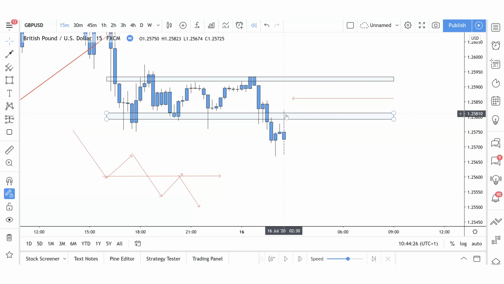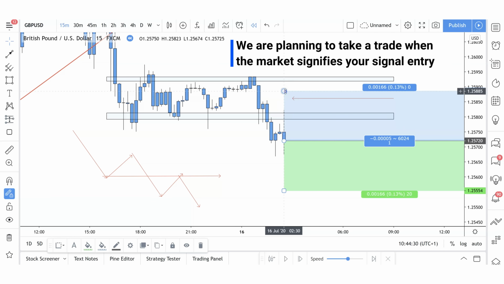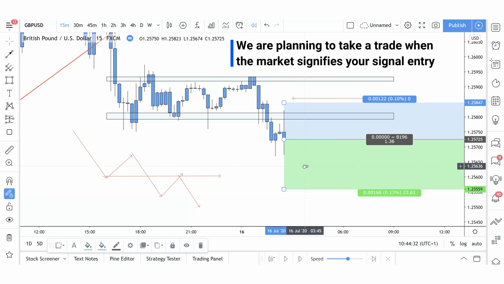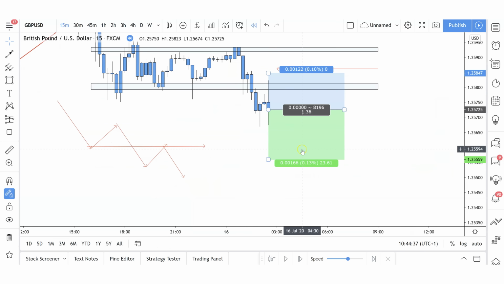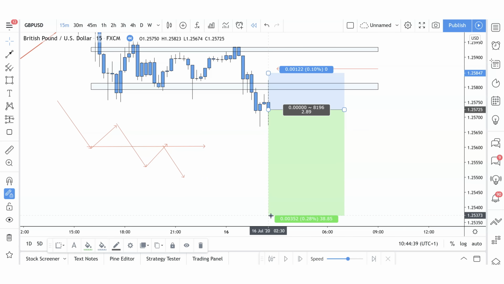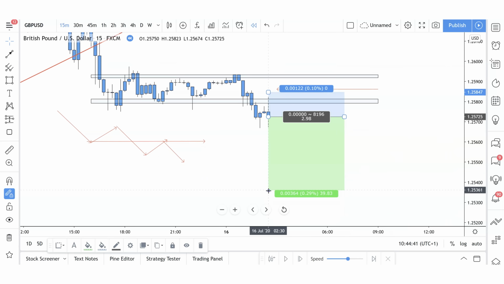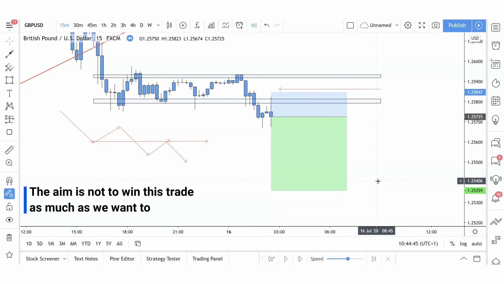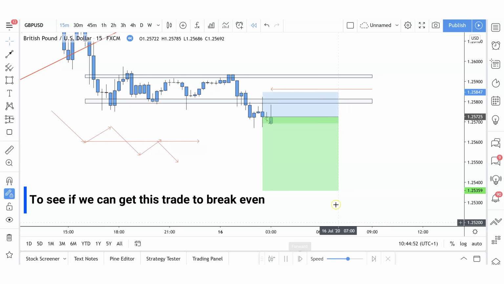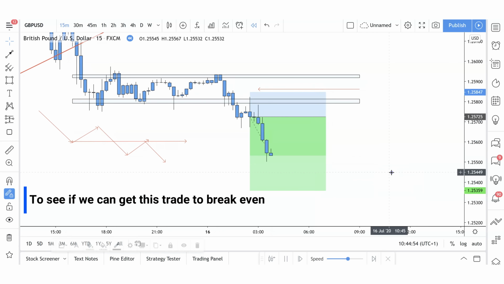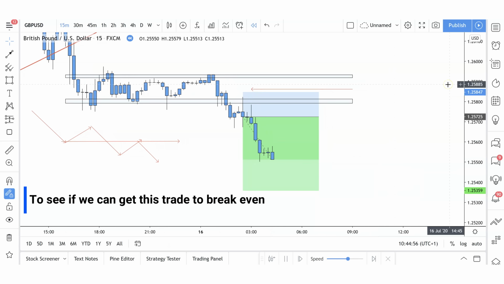this structure, and based on the information that we've gathered from our higher time frames, we are planning to take a trade when the market signifies your signal entry, whatever that may be. Stop loss above structure, 1 to 3 risk to reward ratio trade, and then we just take the trade. The aim is not to win this trade as much as we want to, and I know it may sound ludicrous, but the aim right now is just to see if we can get this trade to break even. And as you can clearly see, we would have got this trade to break even.